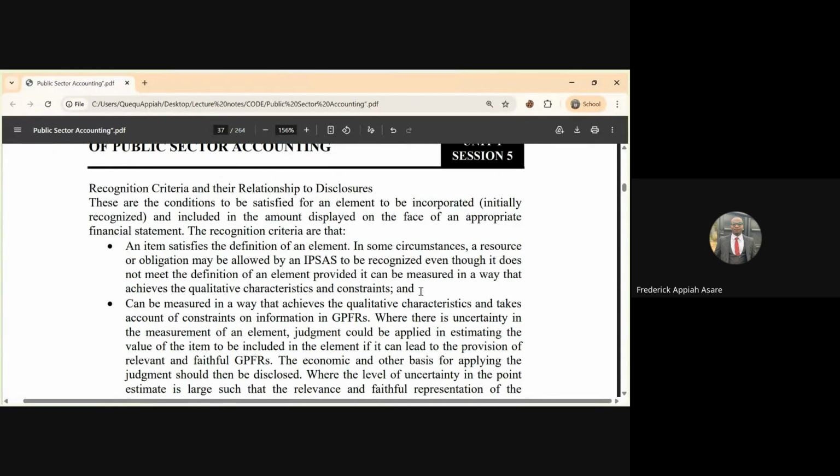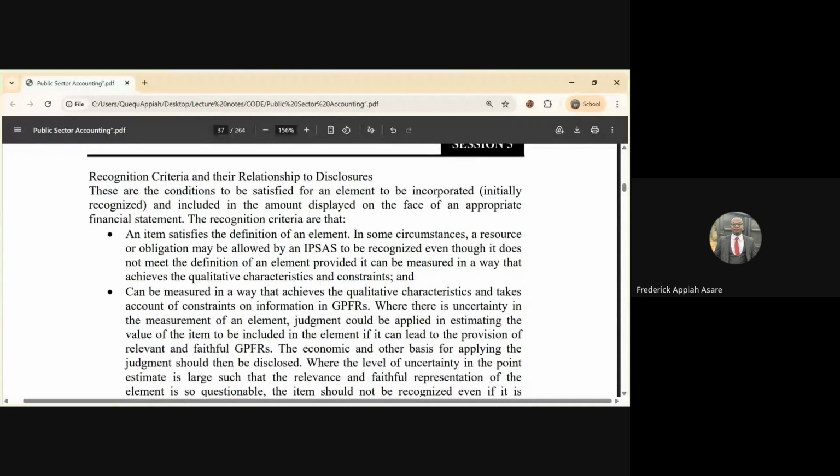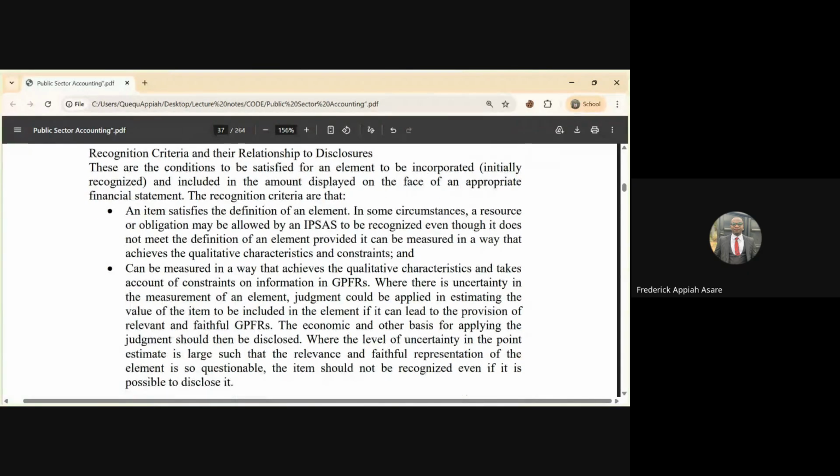So recognition criteria and their relationship to disclosure. We have explained all the various elements that you need to know. However, we have to know how they are being recognized and how we are going to disclose them. That is disclosure. How are you going to disclose them and their recognition? So the recognition criteria are that an item satisfies the definition of an element, that is either an asset, liability, net financial position, revenue, expenses.